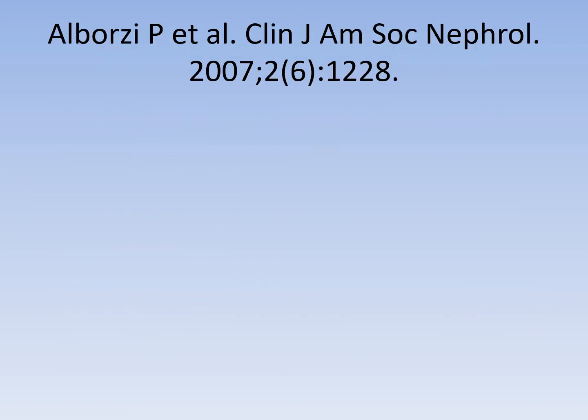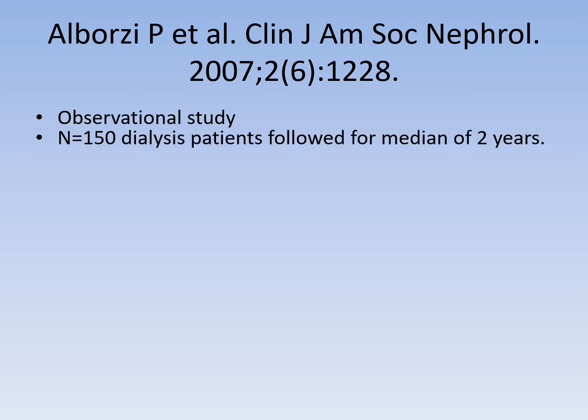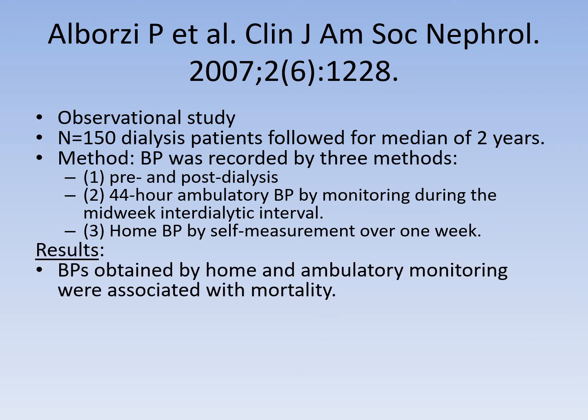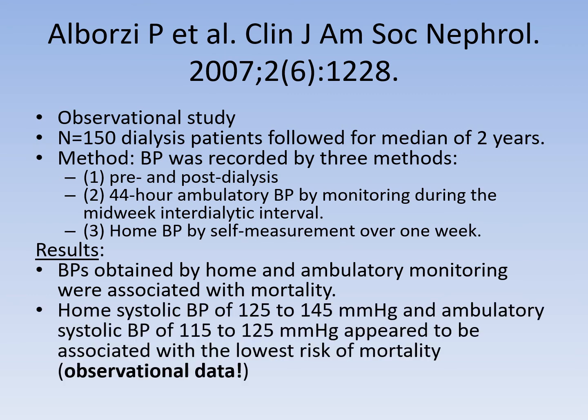There was an interesting observational study published by Alborzi in 2007. It involved 150 dialysis patients who were followed for a median of 2 years. At the start of the study, blood pressure was recorded by one of three methods: pre and post dialysis, or by a 44-hour ambulatory blood pressure monitoring during the midweek interdialytic interval, or by home blood pressure self-measurement over a 1-week period. What they found was that blood pressures obtained by home and by ambulatory monitoring were associated with mortality. So they were good predictors of long-term mortality.